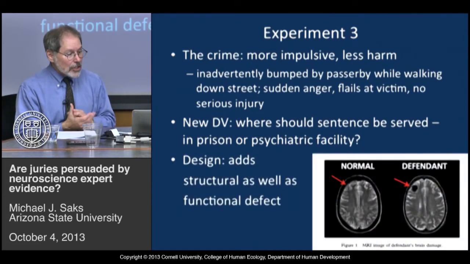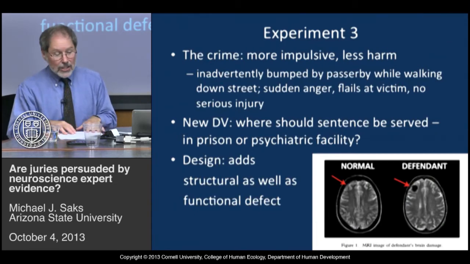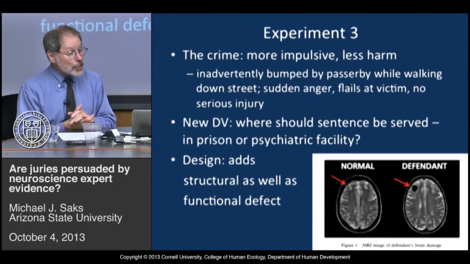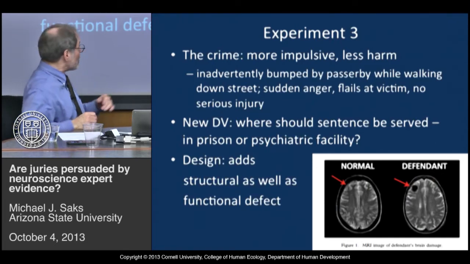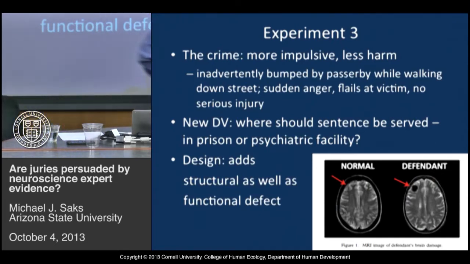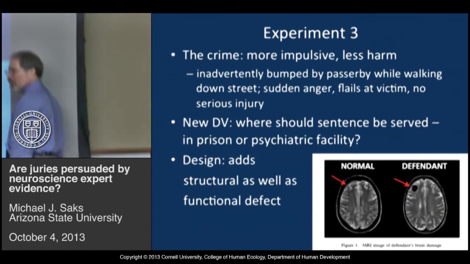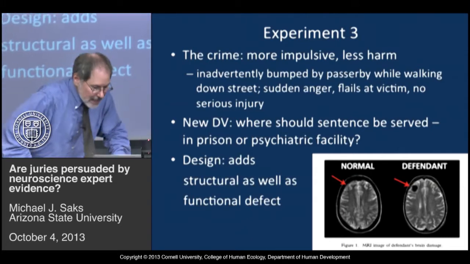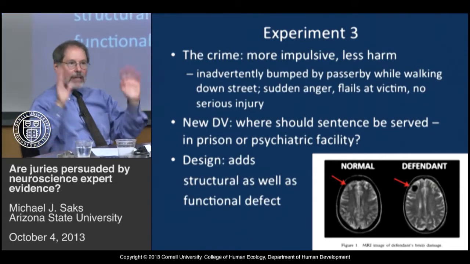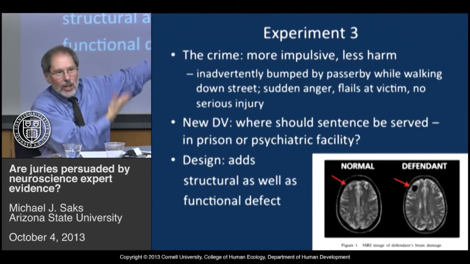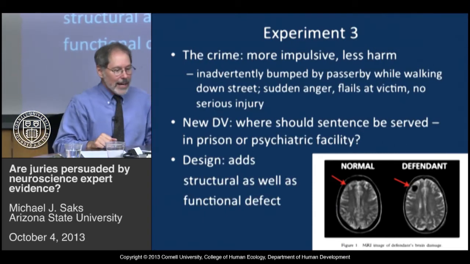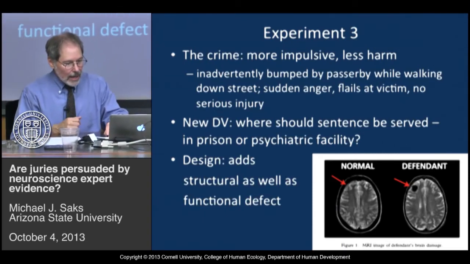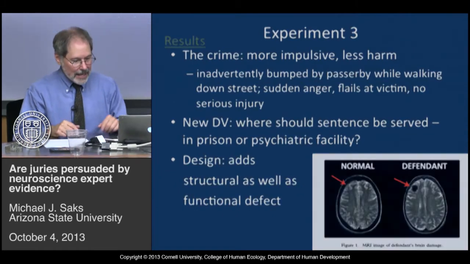And in addition to the fMRI, see, we're getting desperate by this point. So now we're going to give them a structural defect. Maybe if you can't see it, there's a hole in the brain, an anatomical defect. So if you don't believe there's something wrong with this person's brain, take a look at the picture. There it is. And we want to see if that had an impact.